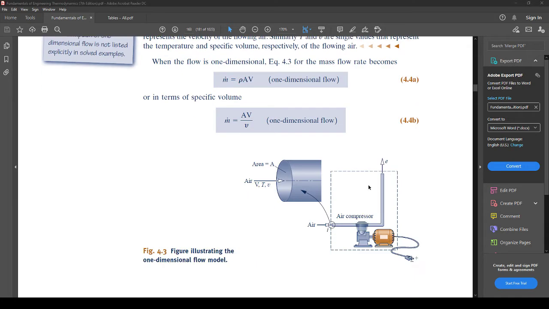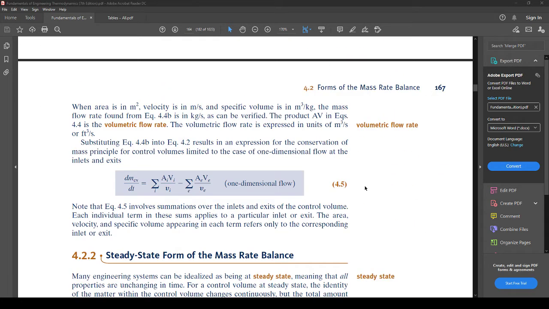And then there's another form, I'm sure. Oh yeah, it's volumetric flow rate. So then you have the last one. And then it says AV in equation 4.4 is the volumetric flow rate. The volumetric flow rate is expressed in units of meters cubed per second or feet cubed per second. And this right here, they represent it the same way as mass flow rate.